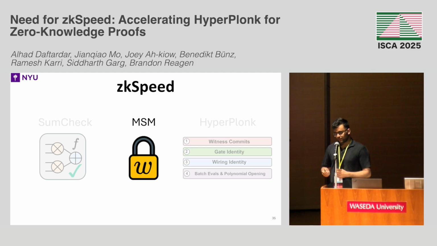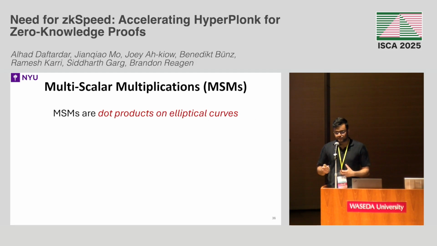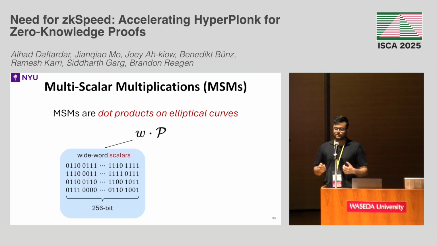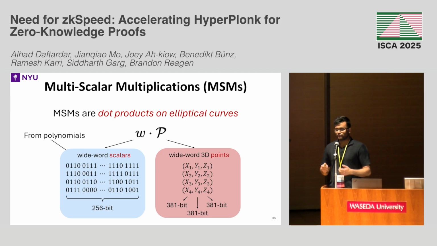So now I'll talk about MSMs in brief. I'll note that due to time, I won't go into too many details, but there has been a large body of literature that currently exists. So MSMs are essentially dot products on elliptic curves. What we're dealing with are two vector sets: a set of wide-word scalars that come from the polynomials, and a set of wide-word 3-dimensional points on elliptic curves that come from the proving key.